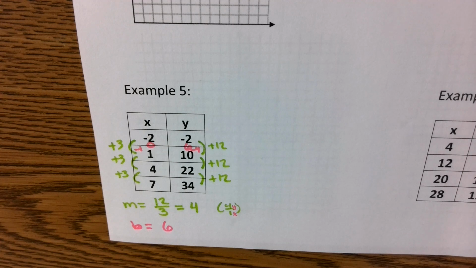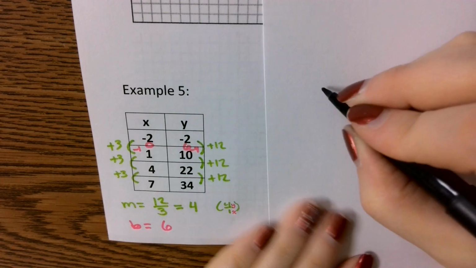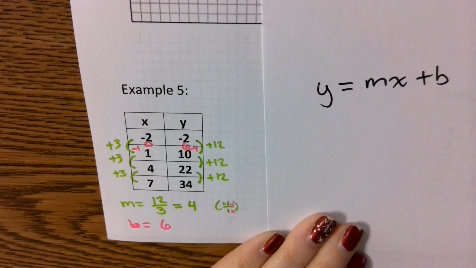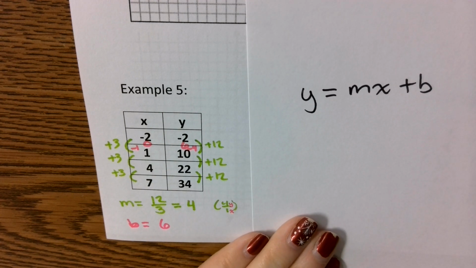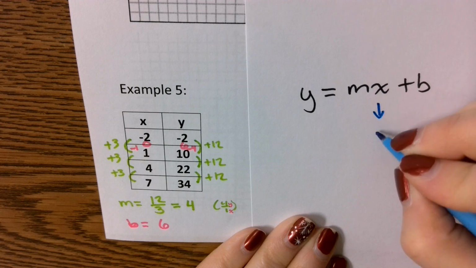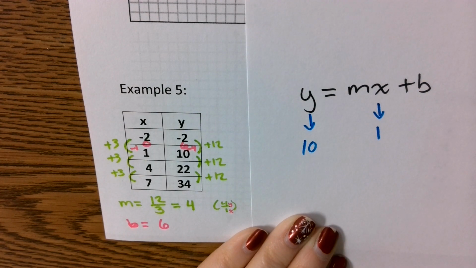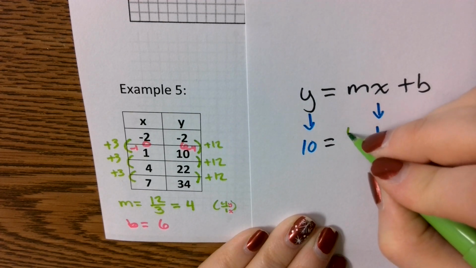If you're confused about how to work backwards, you could instead pick a point, and you could go, okay, y is equal to mx plus b. If I pick the point (1, 10), 1 being my x and 10 being my y, and then I also just solved for m. My m was 4.